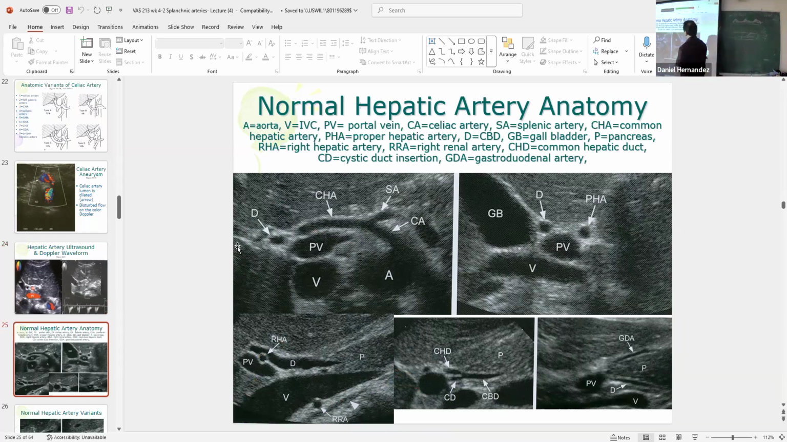So nice hepatic artery anatomy. So beautiful aorta, celiac artery, your common hepatic artery. Here was just showing closer to the liver, the proper hepatic with the common bile duct and your portal vein.